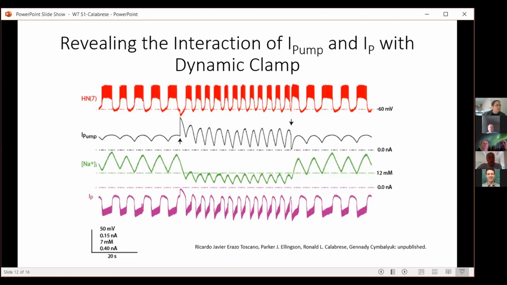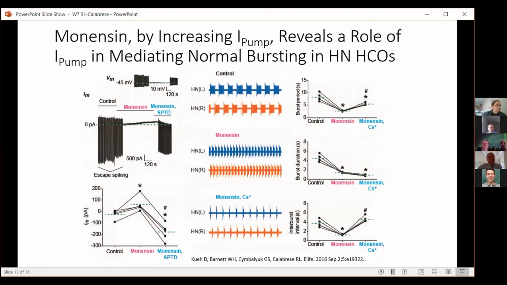All right, now I wanted to go back and do some more historical stuff and talk about further evidence that the pump is actually important in mediating bursting activity in these neurons on a cycle-by-cycle basis. This is work from Daniel Quay and Will Barnett and Genna and myself, and it's a bunch of different experiments here. Tell me if I'm going over time.